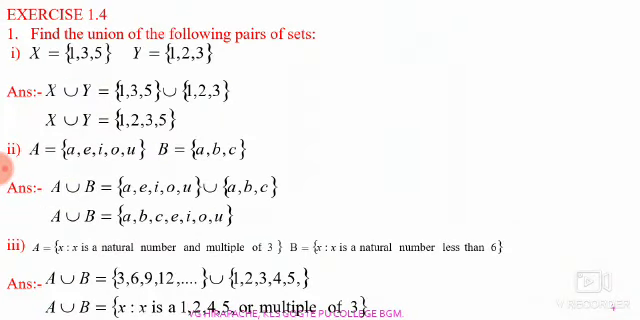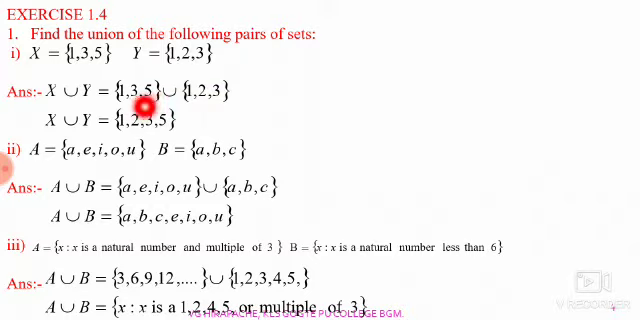Now, exercise 1.4. These are the questions from the exercise 1.4. Find the union of the following pairs of sets. Let capital X is equal to {1, 3, 5}. Capital Y is equal to {1, 2, 3}. We should find X union Y. X and Y are the two non-empty sets. The union {1, 3, 5} union {1, 2, 3}.